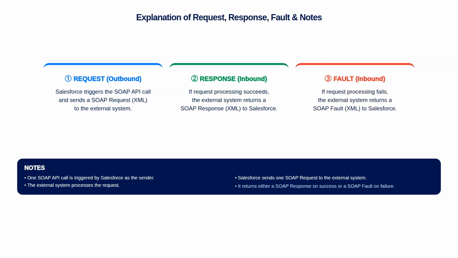Notes. One SOAP API call is triggered by Salesforce as the sender. Salesforce sends one SOAP request to the external system. The external system processes the request. It returns either a SOAP response on success or a SOAP fault on failure.